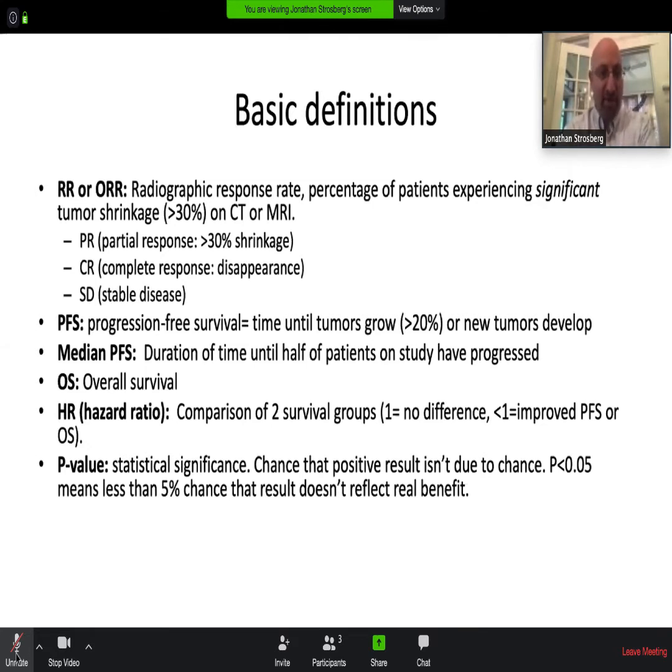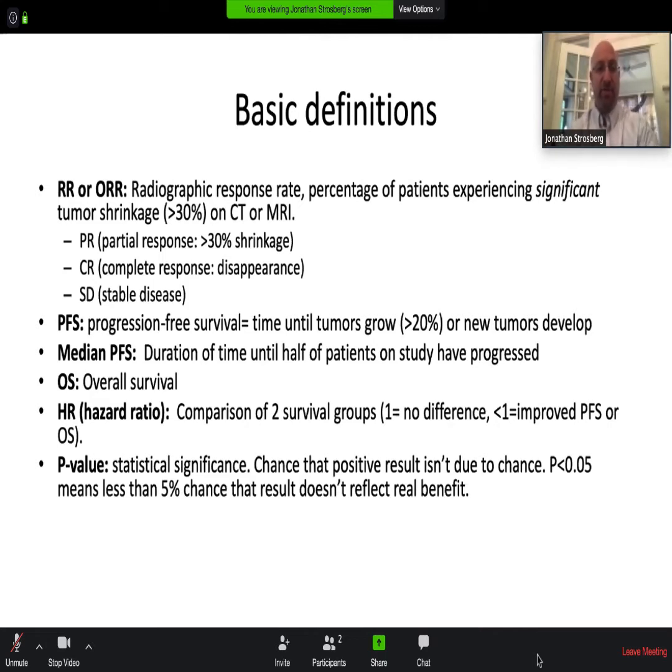Progression-free survival refers to the amount of time until tumors grow significantly, which we define as greater than 20%, or if new tumors develop. Median progression-free survival refers to the duration of time until half the patients in a study have progressed. In other words, the average amount of time until progression. Overall survival, OS, is self-explanatory.